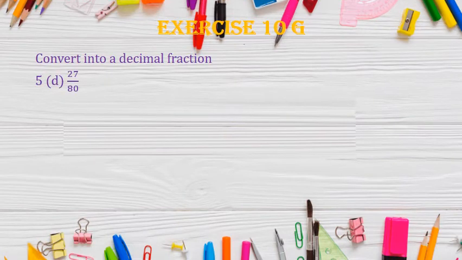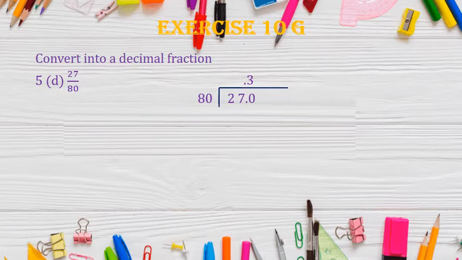Now let's do the D part of question number 5. Here we have to convert 27 by 80 into decimal fraction. So 27 by 80 can be written as 27 divided by 80. So 27 can be written as 27.0, and let's divide 27.0 by 80. Again children, 27 is less than 80, so we will put a decimal point in the quotient, and now our dividend will become 270, and we divide 270 by 80.